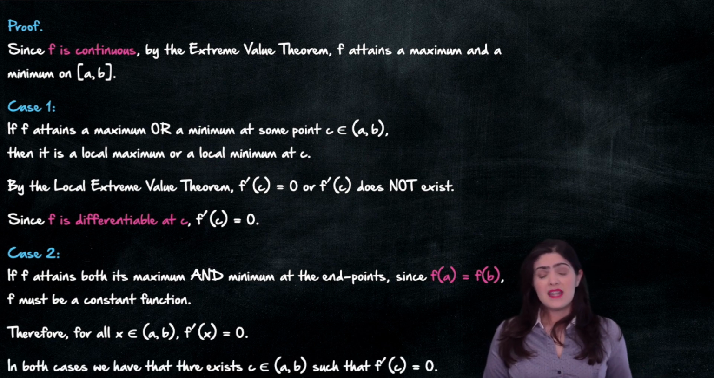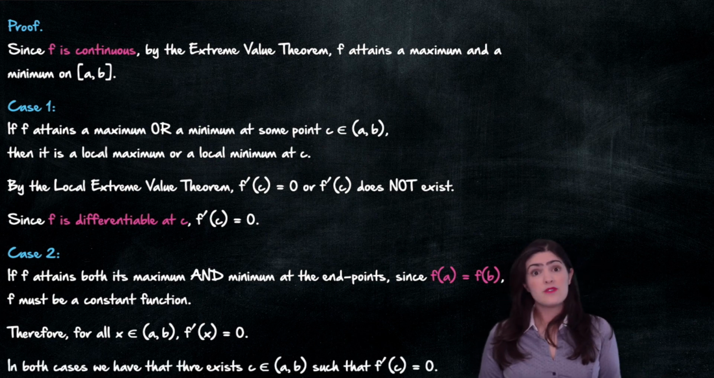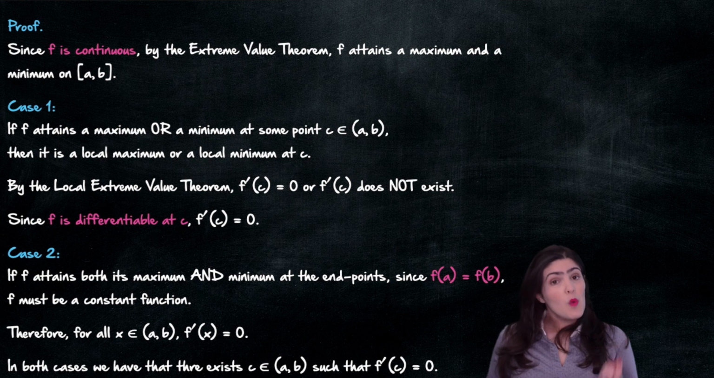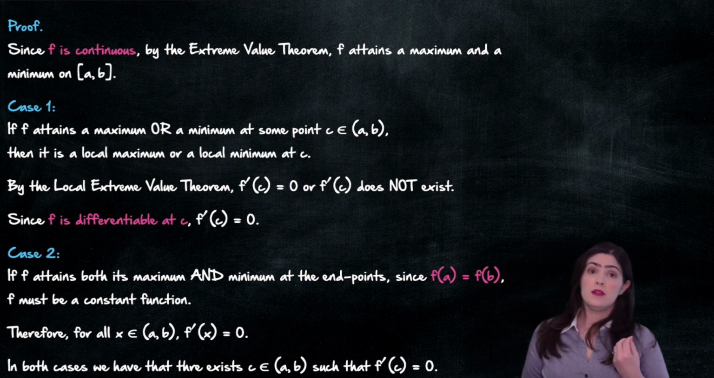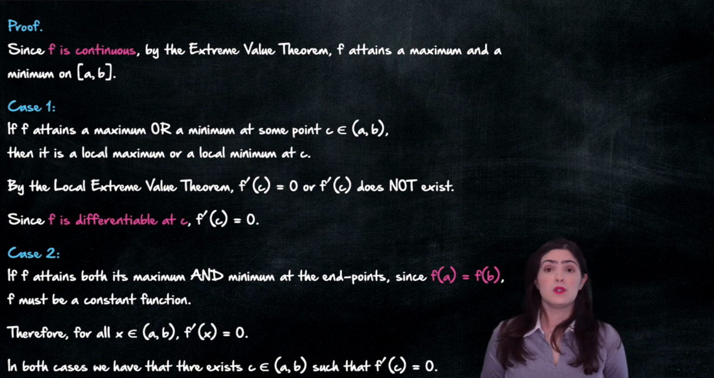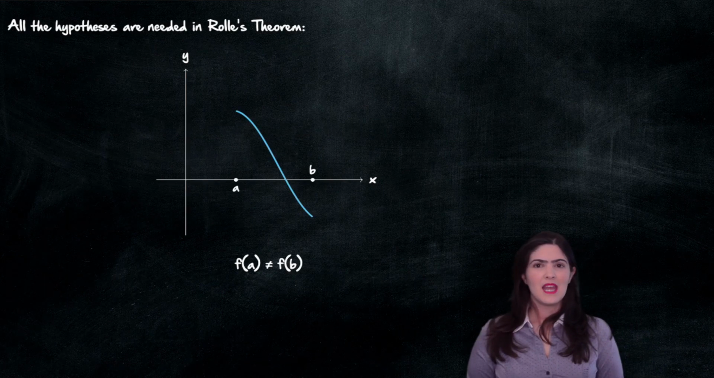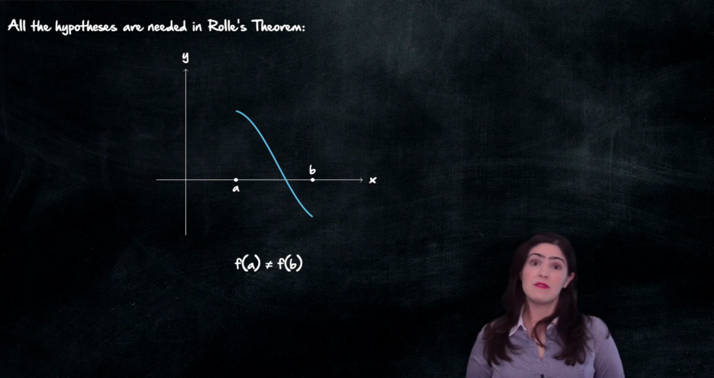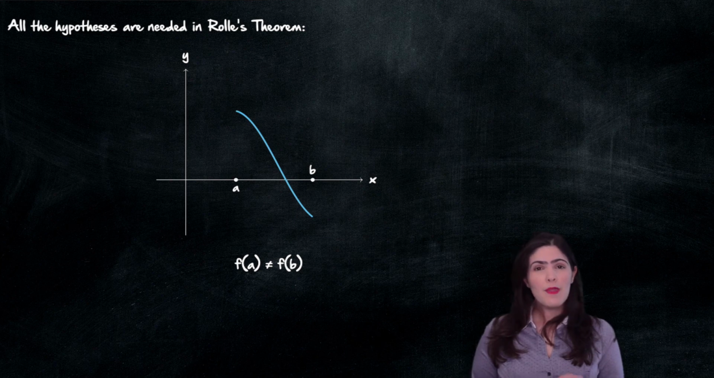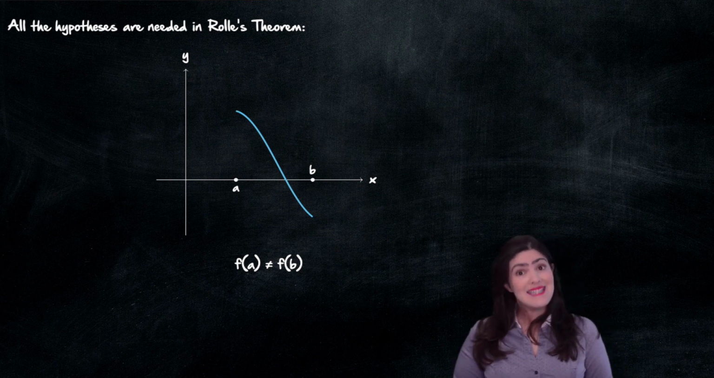So that tells me that in either case I can always find a point c in the open interval (a, b) such that the derivative of f at c is equal to 0, which is exactly what we wanted to prove. We already know the proof of Rolle's theorem, but now I want to highlight something very important, and that is that all the hypotheses of the theorem are necessary.